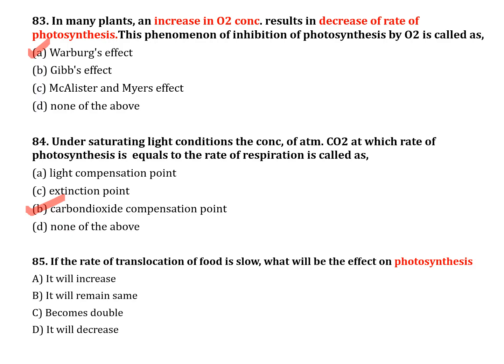The next question, number 85. If the rate of translocation of food is slow, what will be the effect on photosynthesis? Option A, it will increase. Option B, it will remain the same. Option C, become double. Option D, it will decrease. Correct answer is option D, it will decrease.